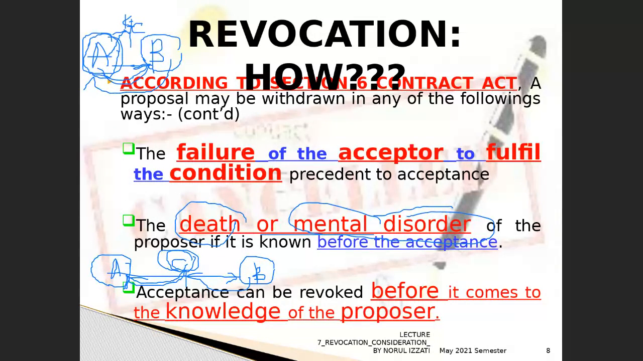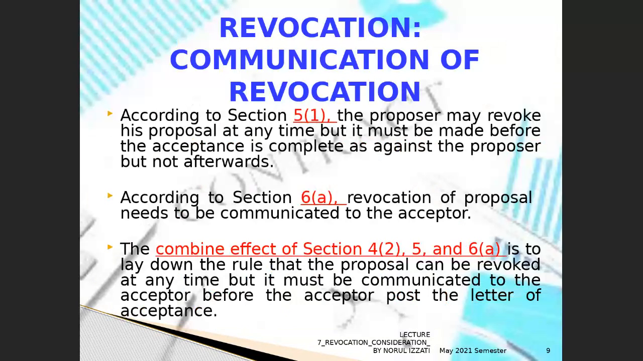As long as the communication comes before it reaches A as the offerer, then the acceptance can be revoked. After that, the acceptance is not allowed to be revoked, because the other person may claim that you have breached the contract, as the contract is already formed. Once the acceptance is done, the contract will be formed. That is in general. Now let's look at the communication of the revocation.